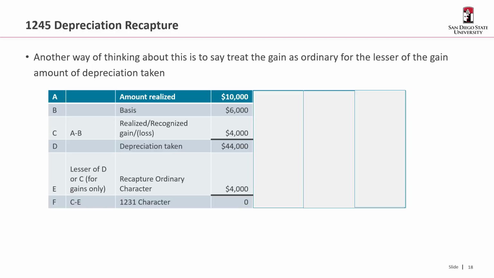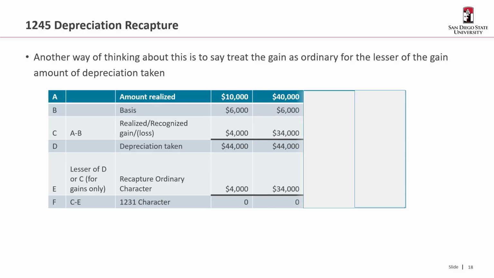She's taken depreciation of 44 over the life of the asset. She's going to characterize as ordinary the lesser amount of the gain or the depreciation taken. In this case, the gain is clearly less than the amount of depreciation taken. All 4,000 is treated as ordinary. There's no other gain or loss left, so there's none left to be 1231.